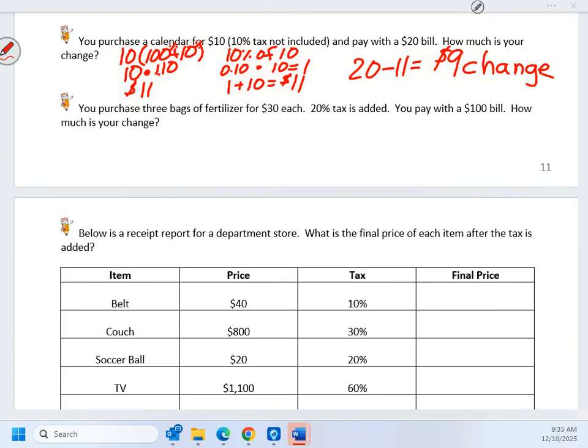Work on your second question with the bags of fertilizer. You have 3 bags of fertilizer for $30 each. 20% tax is added. You pay with a $100 bill. How much is your change? Oh, we're going to change this, sorry. Instead of saying a 20% tax, there's only going to be a 10% tax, okay? So change it to be 10% tax.